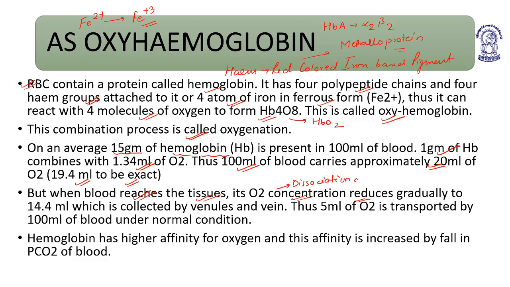Dissociation of oxyhemoglobin takes place gradually to 14.4 ml, which is collected by venules and vein. So when blood reaches the tissue, the oxygen concentration reduces gradually to 14.4 ml because of the collection of oxygen by venules and vein. Thus 5 ml of O2 is transported by 100 ml of blood under normal condition.